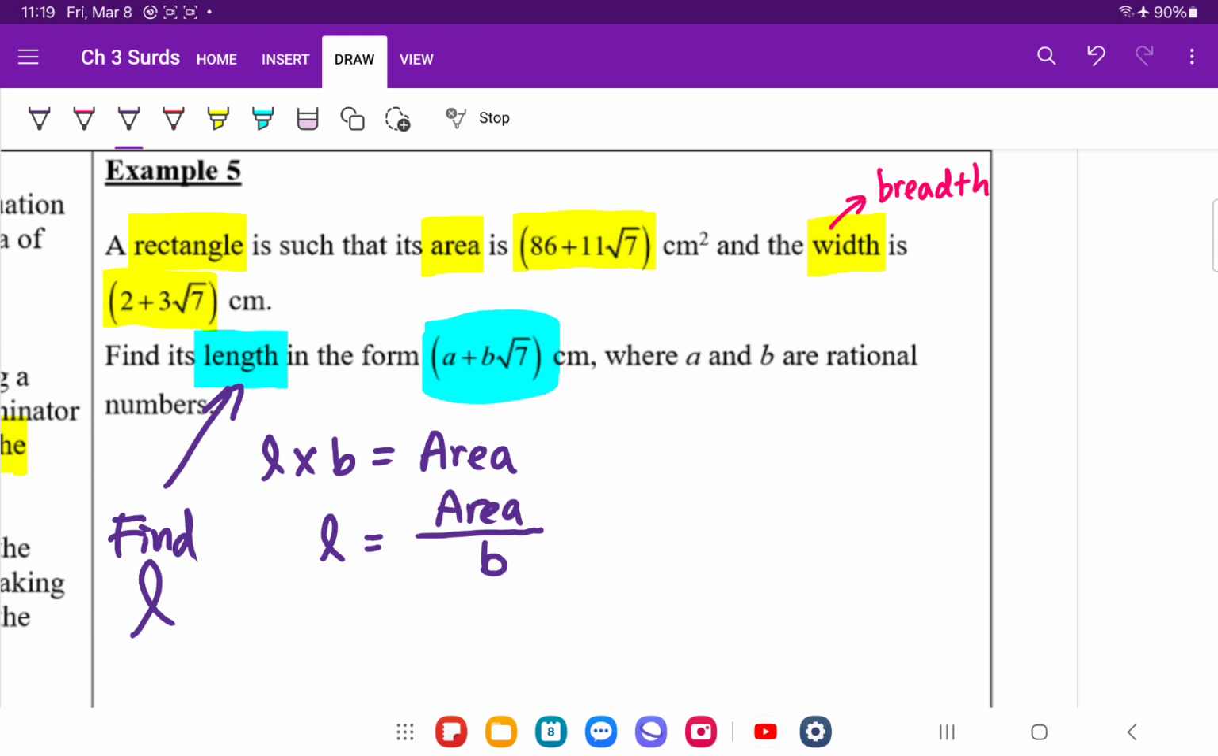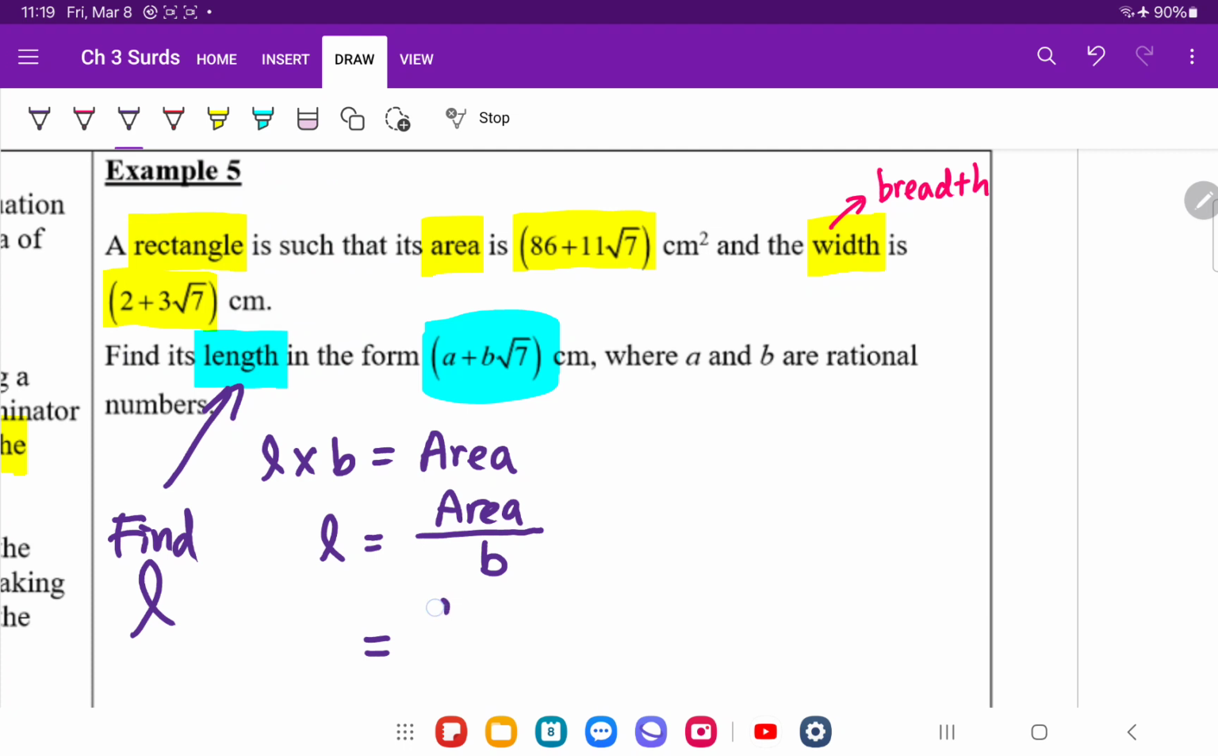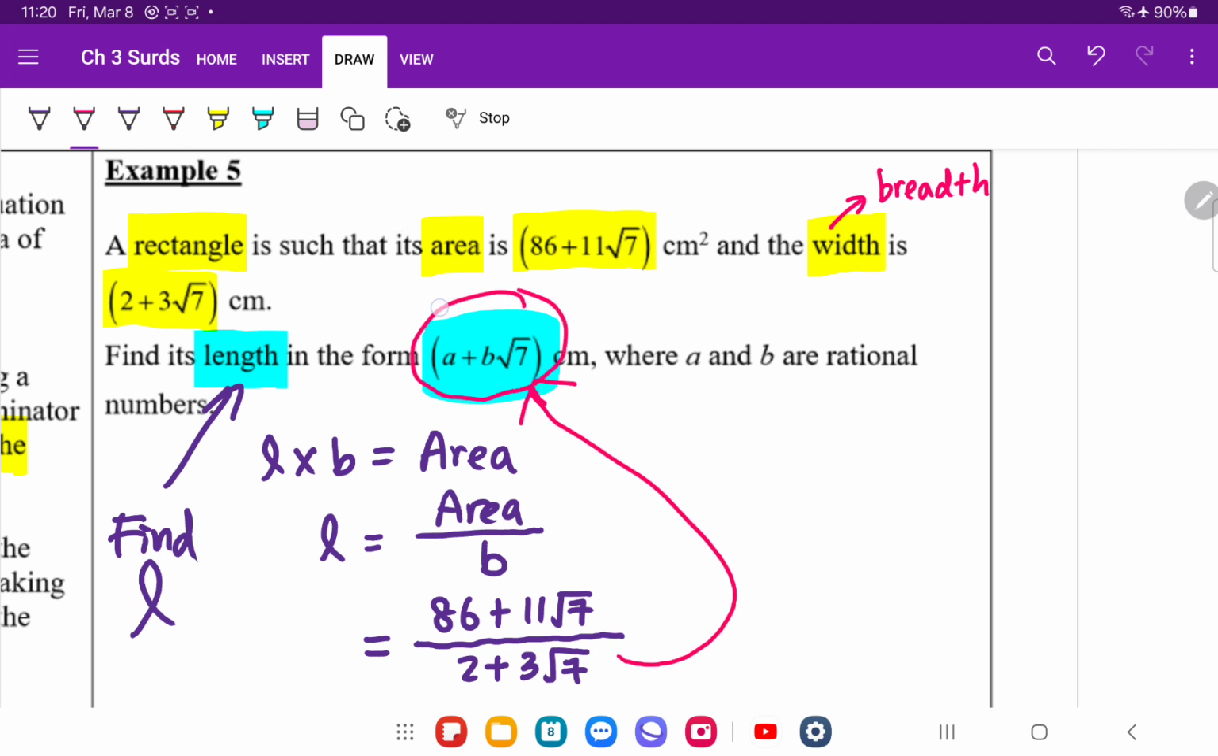Is anybody confused up to this point? This is primary school work. Do we all follow this? Length is area over breadth? Okay? Now, because you know something about area, area actually it is 86 plus 11 square root 7. You can put it in the numerator. Whereas denominator, the breadth is given to be 2 plus 3 square root 7. And then the question says, do something until your final answer looks like a simplified form.